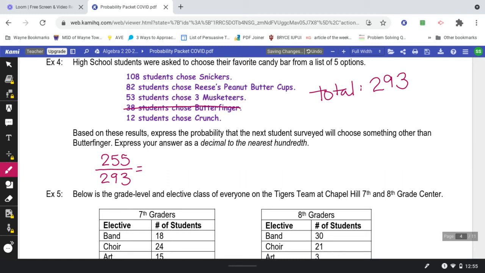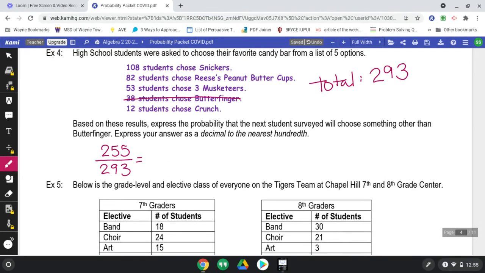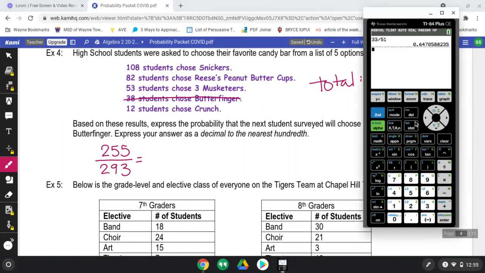We'll do that as a decimal to the nearest hundredth. 255 divided by 293. Hundredths means you keep 2 decimal places, and since the third one is a 0, we would keep it at 0.87.